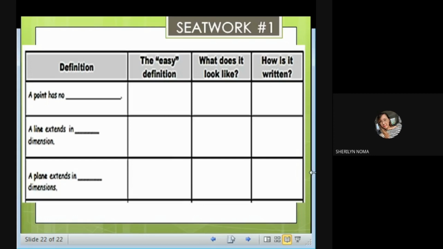And last, number 3, a plane extends in blank dimension. What is the easy definition of a plane? What does it look like? And how is it written? You may start answering your sit work. Good luck!